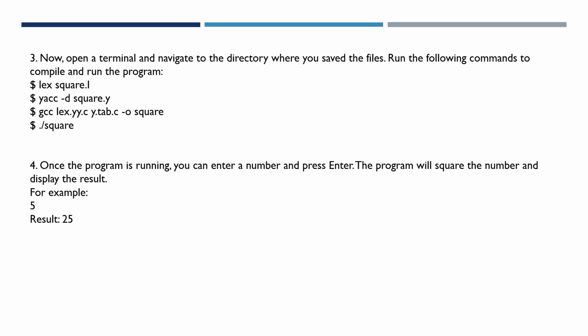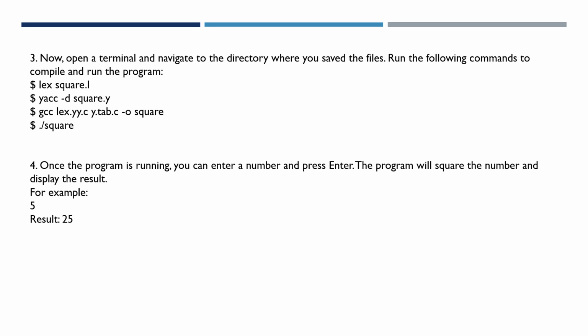And the third step is we are going to open a terminal and navigate to the directory where you saved the file, and we are going to run the following commands to compile and run the program. So we are going to use lex square.l. For Yacc we are going to use yacc -d square.y, and these are the commands which we are going to use to run our program. And finally this ./square is used to get the output.